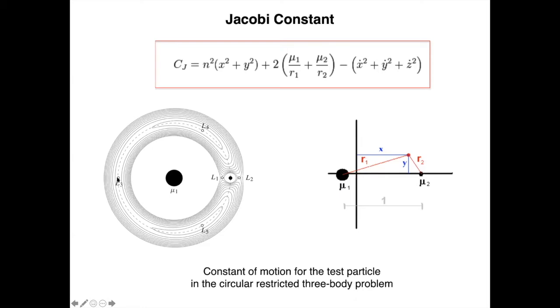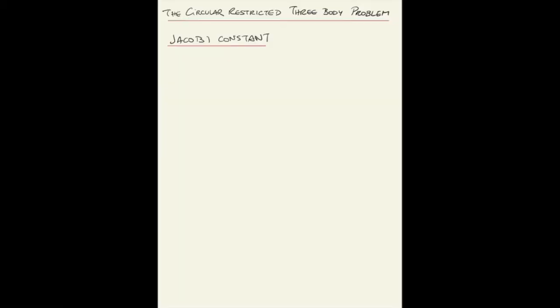So let's see how to derive the form of the Jacobi constant. Consider the acceleration of a particle subject to the gravitational forces of mass 1 and mass 2. Let's now pass to a coordinate frame that is co-rotating with the secondary. In this case, the acceleration in the rotating frame is equal to the acceleration in the inertial frame minus the centrifugal force minus the Coriolis force.